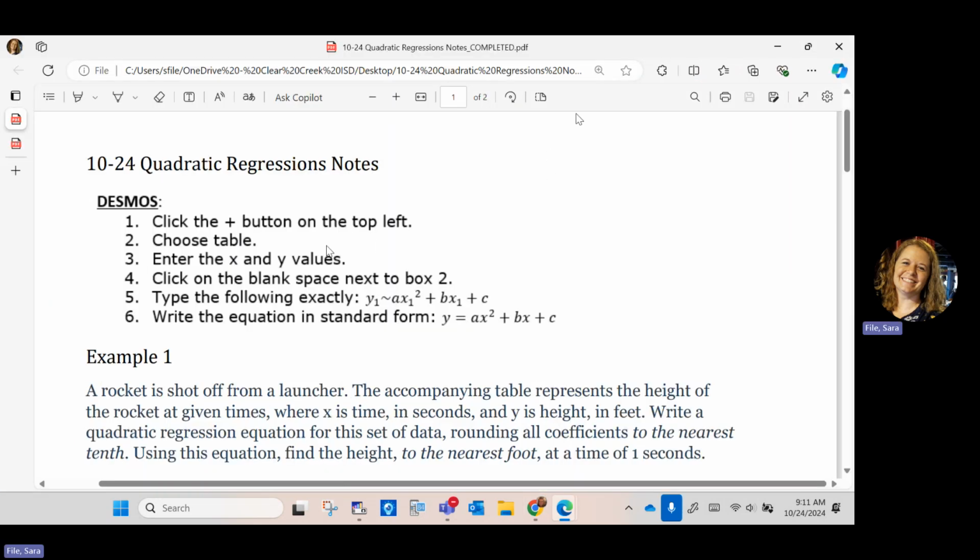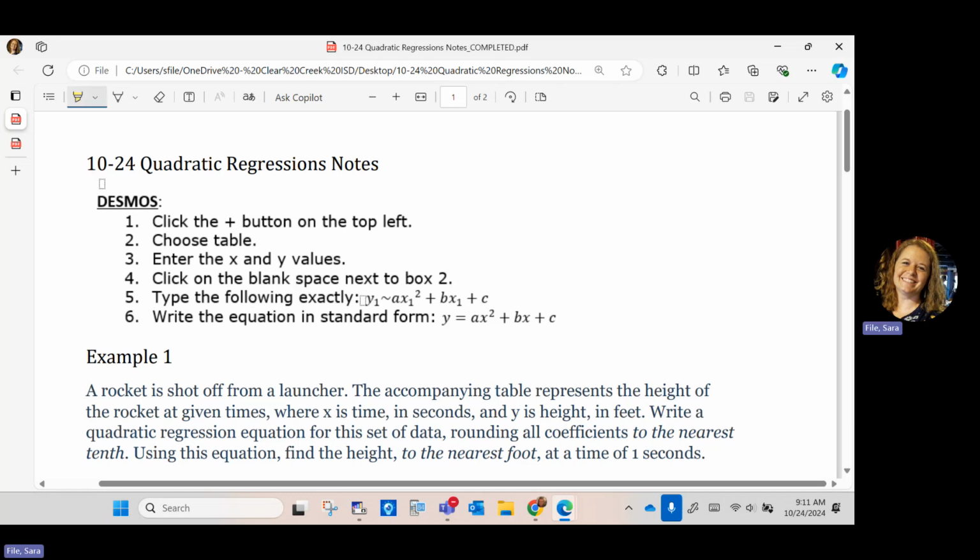Okay, so the word regression should sound familiar. We did linear regression back in either unit 1 or unit 2. I can't remember off the top of my head, but we have done the regression process for linear functions. It is very similar for quadratic. It's just what you're typing in to Desmos to get the regression model that is different.